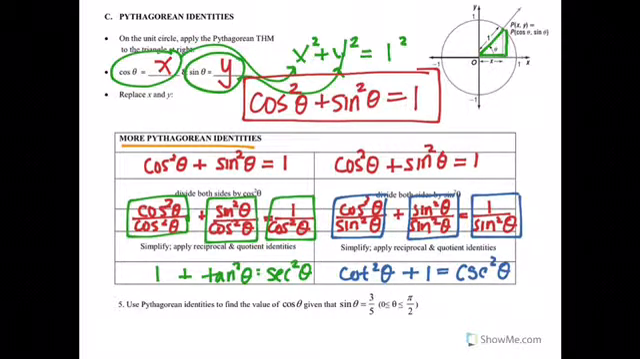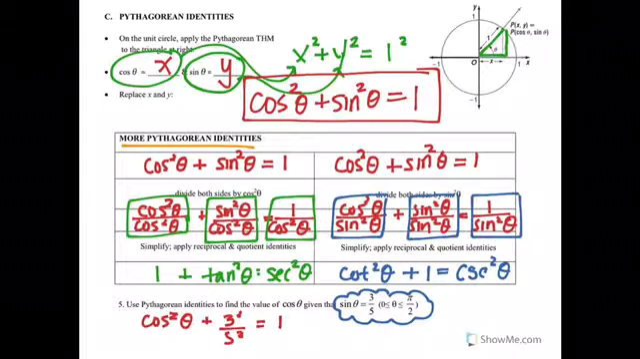So, again, you can use these to solve a problem. If I know the sine is 3 over 5, I can plug that into the Pythagorean identity, and I can solve for the cosine. Cosine squared theta plus sine squared theta, right? In other words, 3 squared over 5 squared equals 1, and I can solve this equation for cosine squared theta.